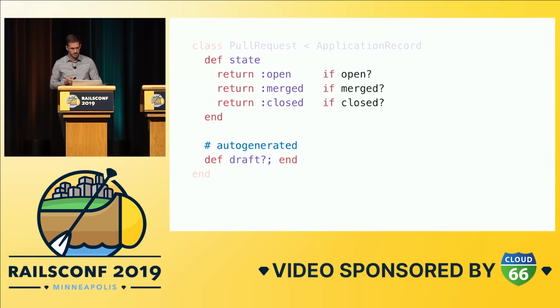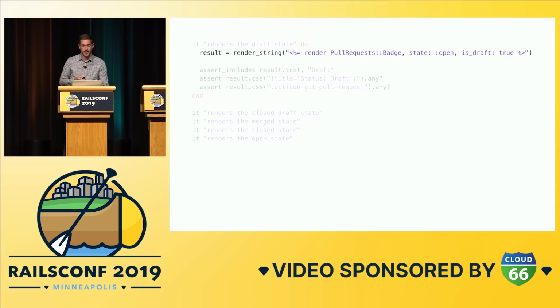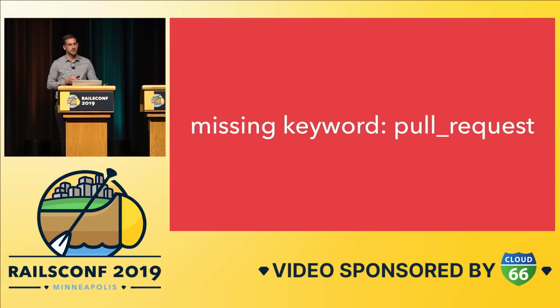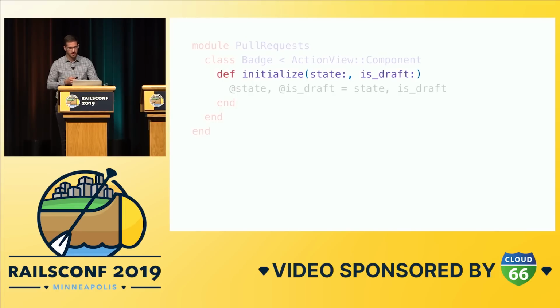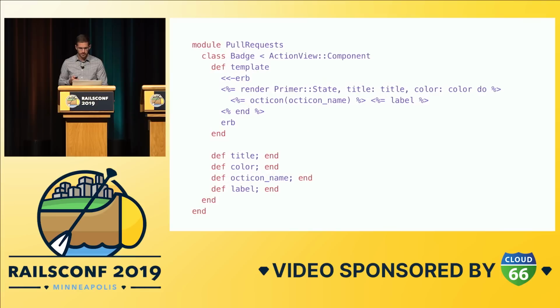So let's start with some tests. And luckily enough for us, we now have an easy way to unit test our components. In this first one, we'll assert that when we pass in those state and isDraft values, we render the correct label, title attribute, and icon. So let's run them. It looks like our component is still expecting the old argument. Let's go update it. First we'll need to update the initializer to accept the state and isDraft values instead of the pull request object. And then let's take our template and extract the title, color, octicon name, and label into methods. And I'll spare you the details of those right now.